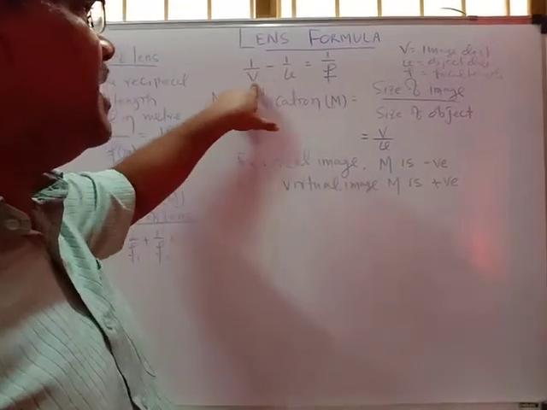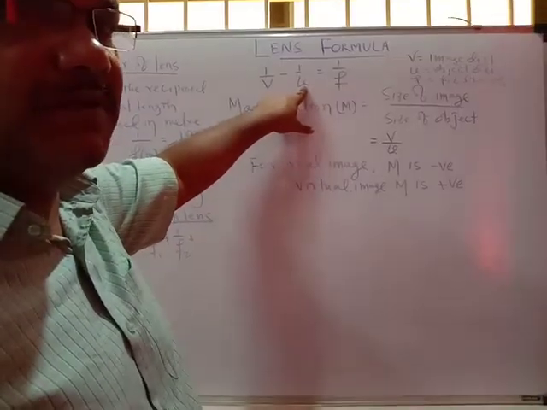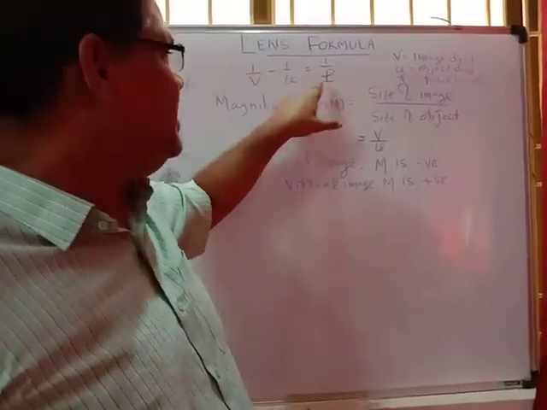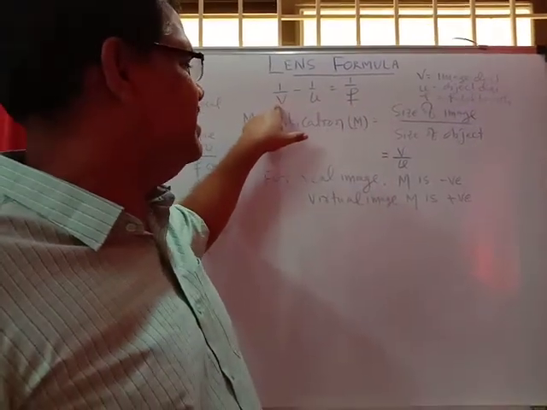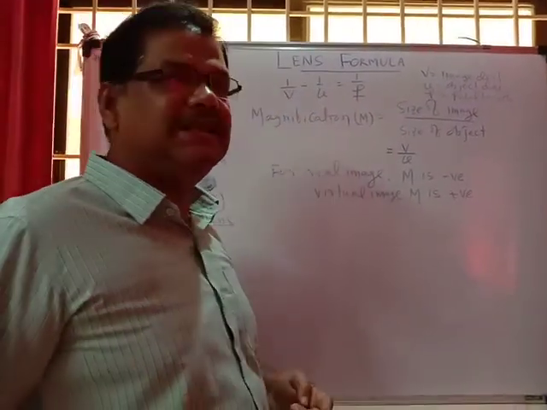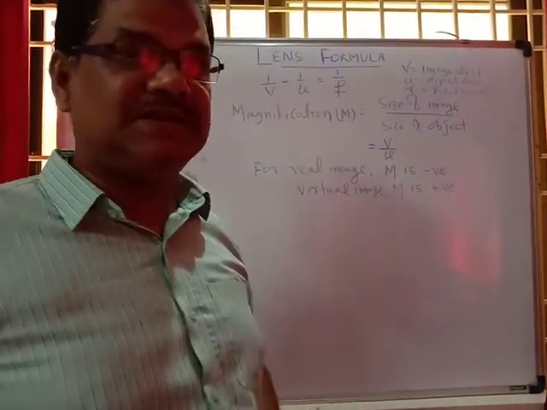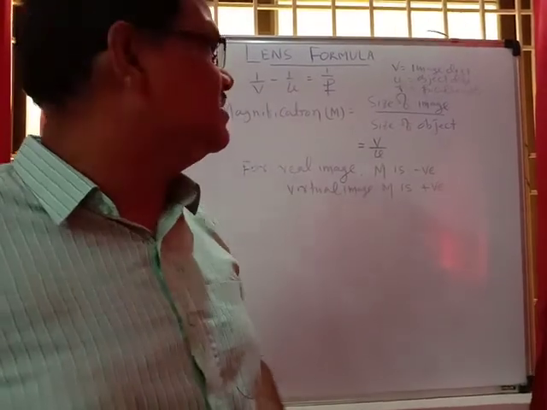If any two are given, then the third can be obtained from this formula. If U and V are given, then F can be calculated. If U and F are given, then V can be calculated. An important thing is, before applying this formula, you must look at the sign convention. The sign convention is a must.